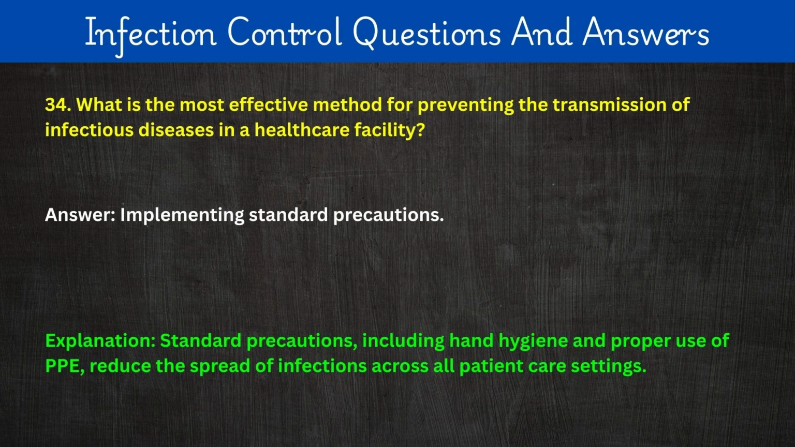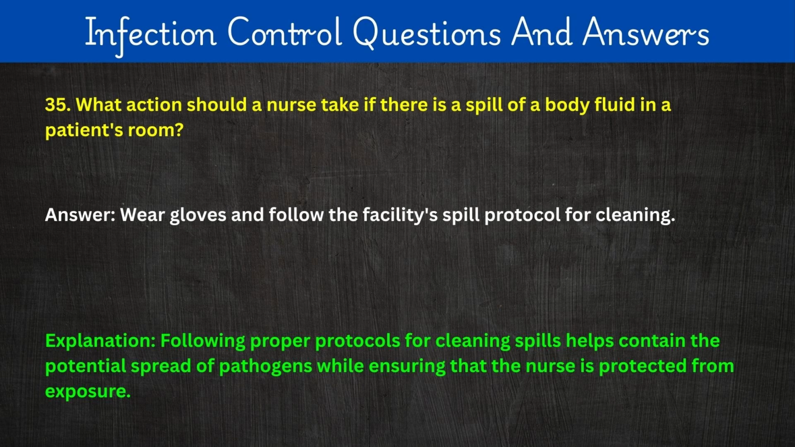Answer: implementing standard precautions. Explanation: standard precautions, including hand hygiene and proper use of PPE, reduce the spread of infections across all patient care settings. 35. What action should a nurse take if there is a spill of a body fluid in a patient's room? Answer: wear gloves and follow the facility's spill protocol for cleaning.